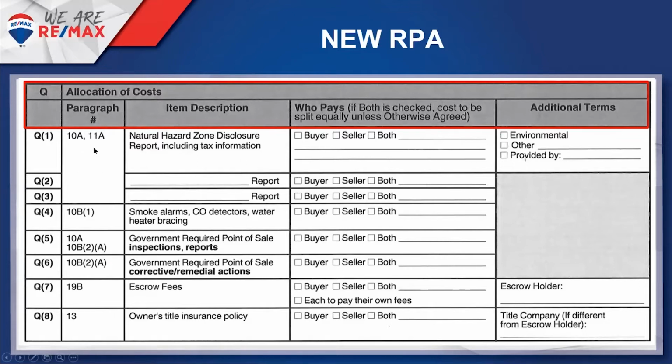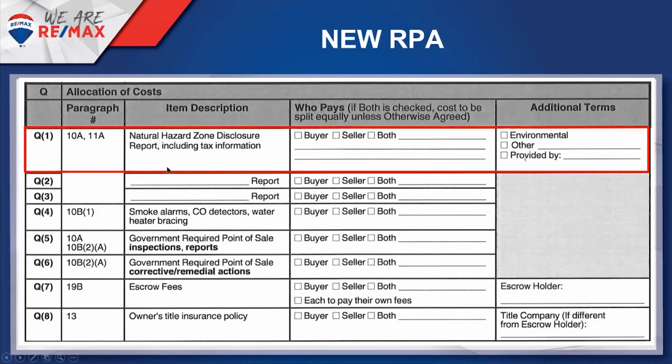I'm going to jump back to this grid. And you can do the same thing when you're actually working on the RPA by hovering over one of these paragraph numbers. It will take you to that paragraph. So keep in mind that this is the paragraph to explain this. And then, these are different columns and depending on what we're talking about. So let's take a look at the allocation of costs.